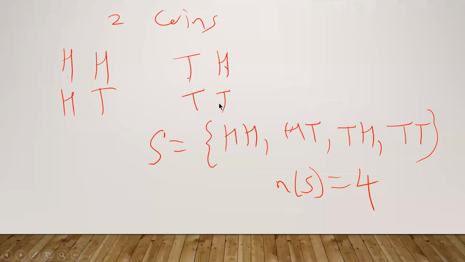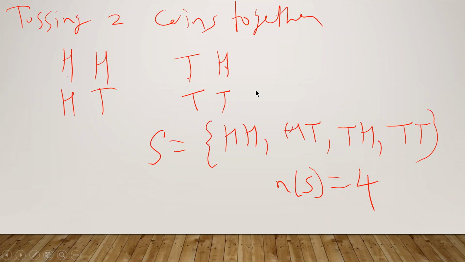So what are all the possibilities? Either both will land in head, HH, or first one in H, second one in T, HT, or TH, first one in T, second one in H, or fourth TT, both in T. So number of sample points are 4. So N of S is 4. So this is the sample space for tossing 2 coins together. Okay. So this is the sample space for the experiment of tossing 2 coins together.